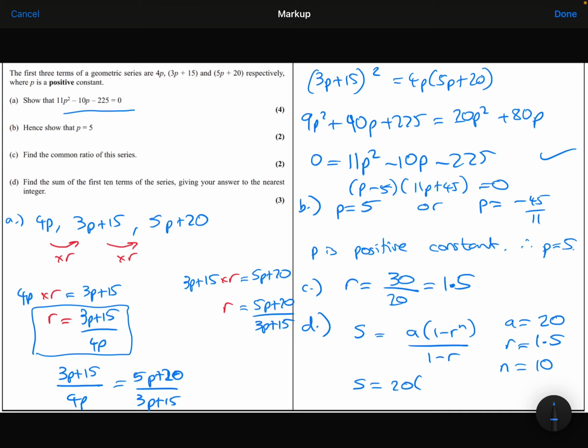So 20 times 1 minus 1.5 to the power 10, all divided by 1 minus 1.5. And I'll just work that out quickly. And we get 2,266.6, so to the nearest integer, 2,267.